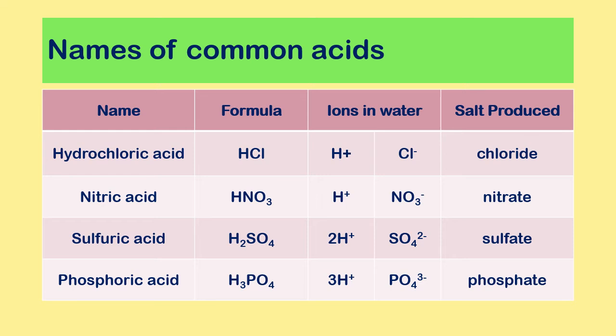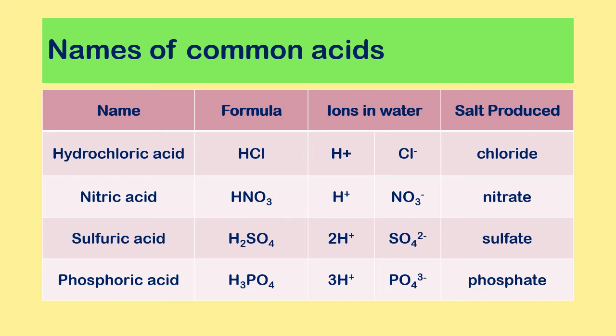Moving down to our next row, we have sulfuric acid. Now sulfuric acid is a little bit different. It has two hydrogens at the start of the formula, so it is H2SO4. This means that when it dissolves in water, it produces two hydrogen plus ions and it produces a sulfate ion. And the sulfate ion has a 2 minus charge.